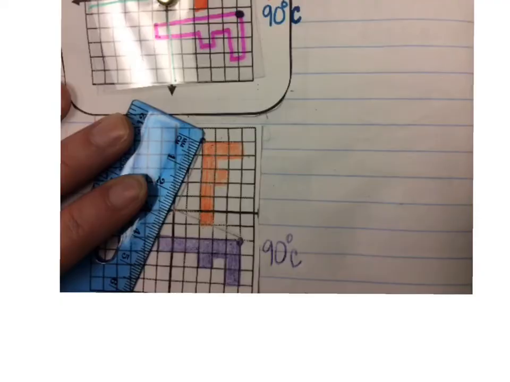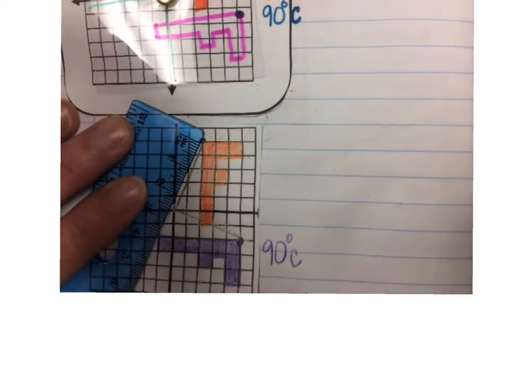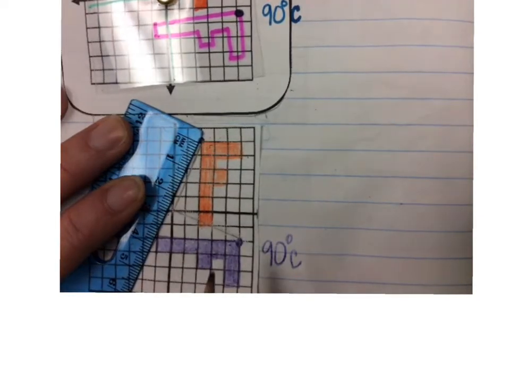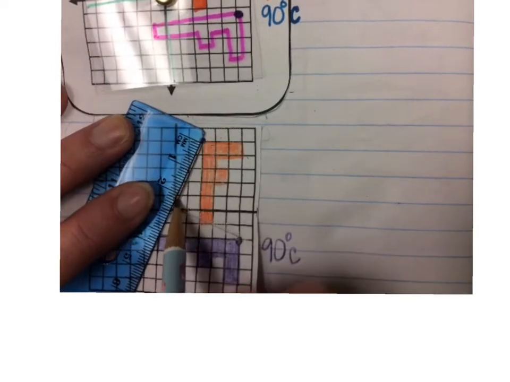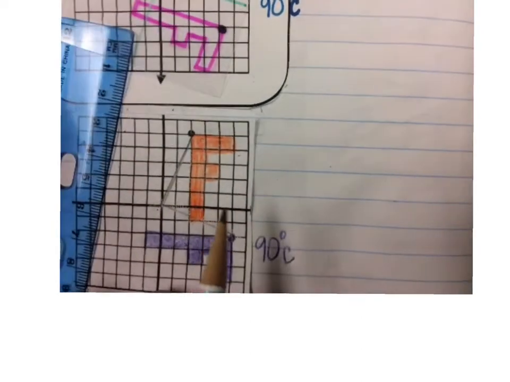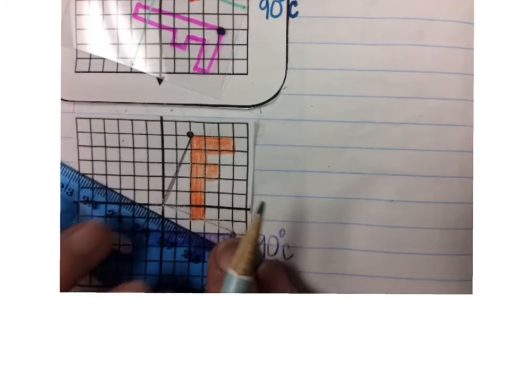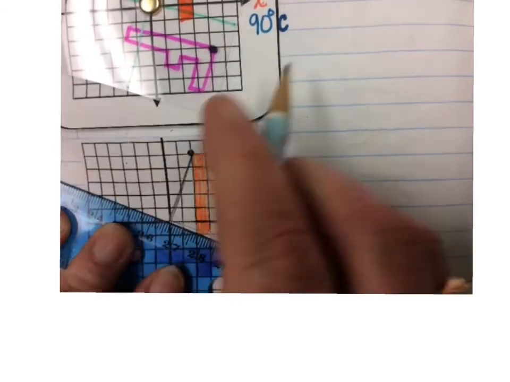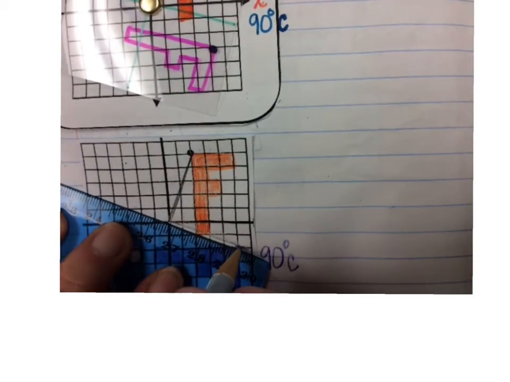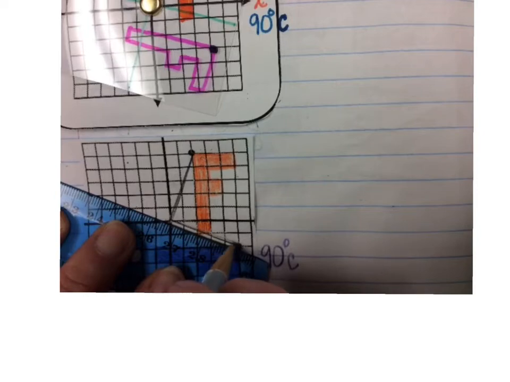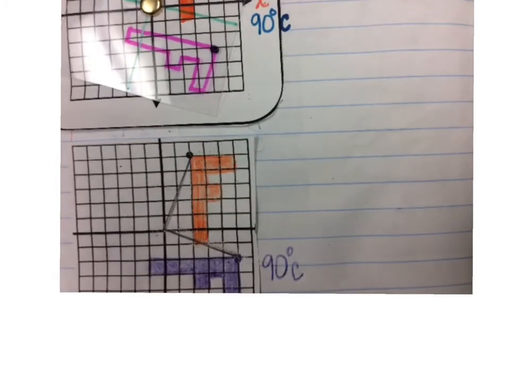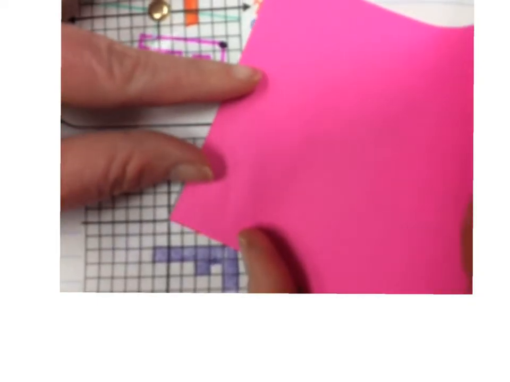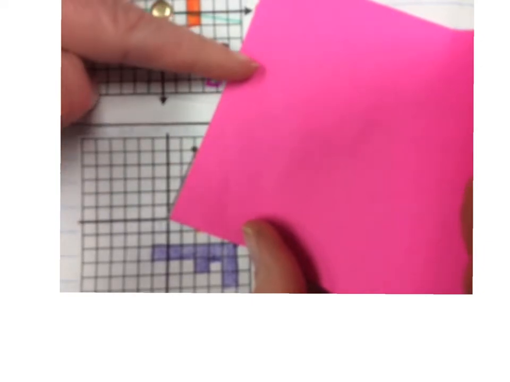Now I'm going to draw a line from the original point to the origin, and then from the origin to my new point that I rotated, and you will see that it forms a 90-degree angle. If I put the corner of a piece of paper in there, it does form a 90-degree angle.